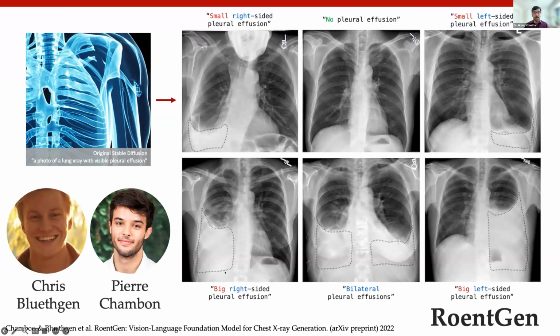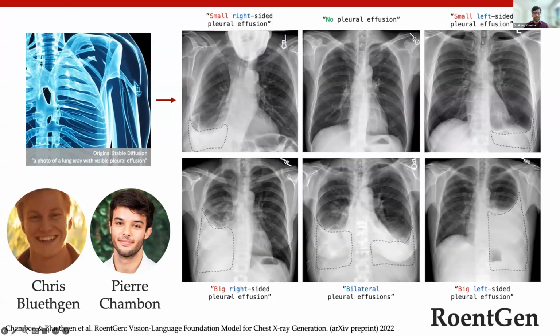So this was really work done in our group, led by two really bright students, Chris Blutkin, who's a thoracic radiologist, and Pierre Chambon, who's a master's student, who were able to take this large-scale Stable Diffusion model and adapt it to generate very high quality chest radiographs. And we call this model Redken. Interestingly, we came up with this name using ChatGPT, so you can't really get away from that. But you can really see some of the expressive capabilities that models like this can have.